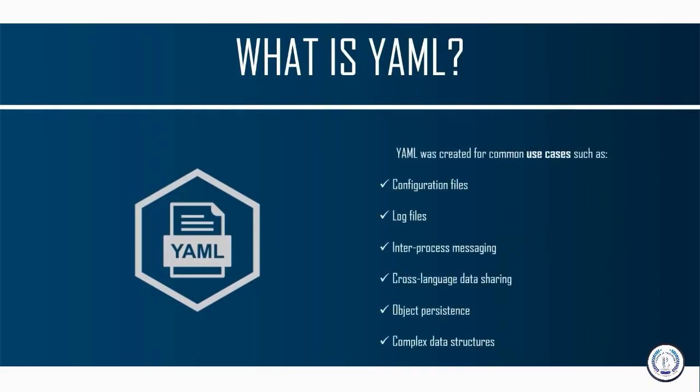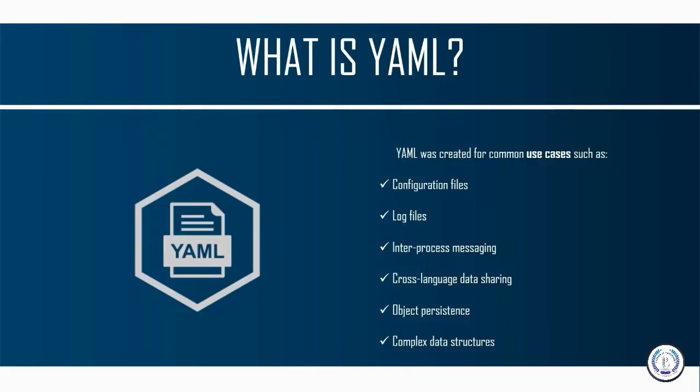Firstly, YAML files are used as configuration files, log files, inter-process messaging, cross-language data sharing, object persistence, and even to work on complex data structures. These are a few of the common use cases as to where YAML files can be used.